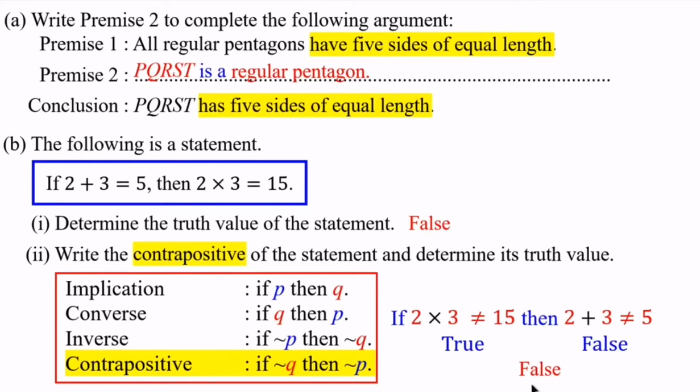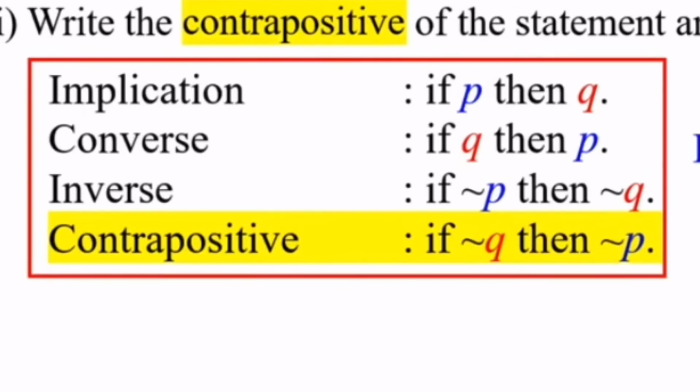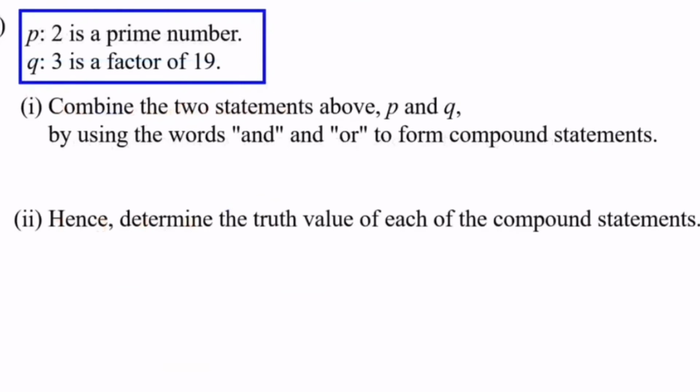Alright, please memorize the way to answer this type of mathematics reasoning. During your exam, you have to memorize the table here. For implication, if P, then Q. For converse, if Q, then P. For inverse, if not P, then not Q. Not P means you negate the P, and not Q means you negate the Q. For contrapositive, if not Q, then not P. So that means for contrapositive, you have to reverse the inverse. If not Q, then not P. So all this is very important. You must memorize it.